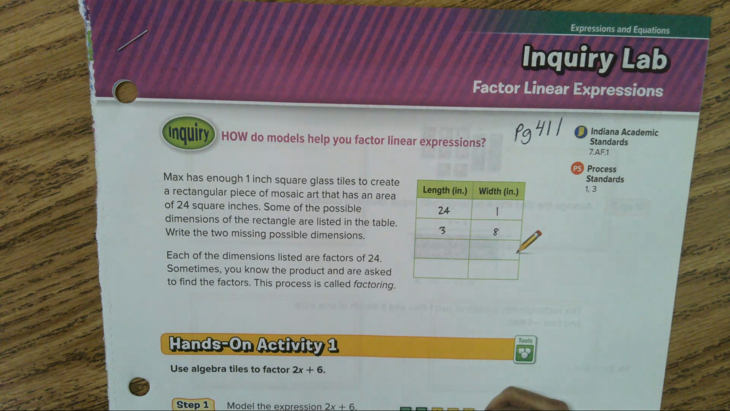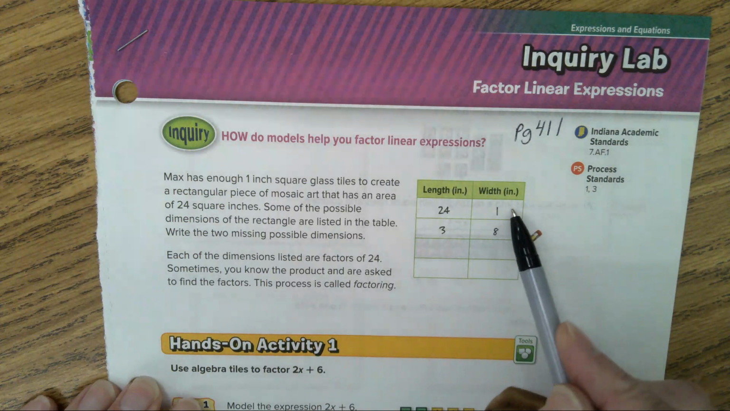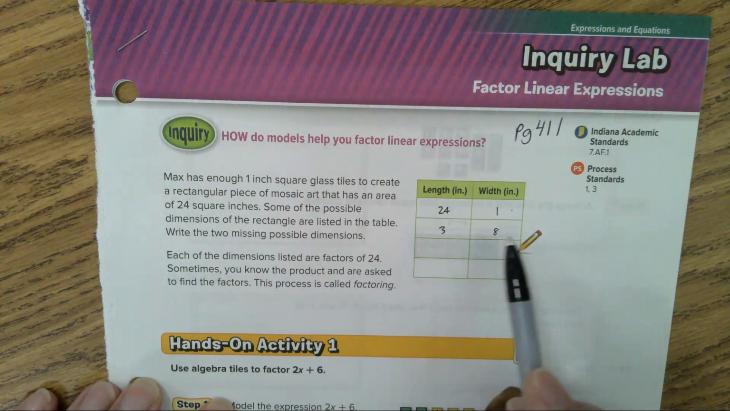Max has enough 1-inch square glass tiles to create a rectangular piece of mosaic art that has an area of 24 square inches. Some of the possible dimensions of the rectangle are listed in the table. Write the two missing possible dimensions. Okay, 24 times 1 equals 24. 3 times 8 equals 24.